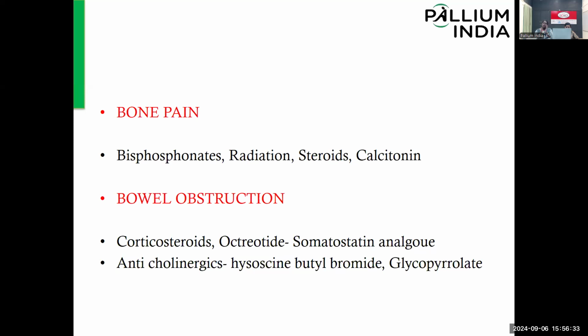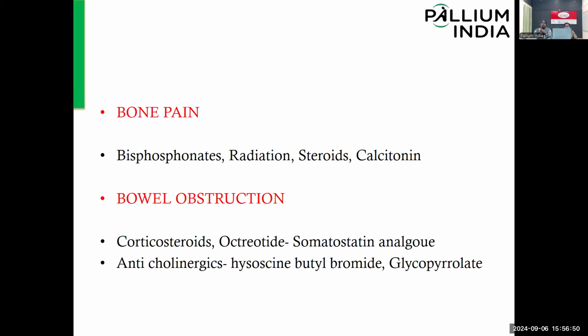Usually the higher dose is 16 mg, and we give it for 5 or 6 days, and then we taper down the steroids and stop. It will decrease the peritumoral edema and give better pain relief for the patient.